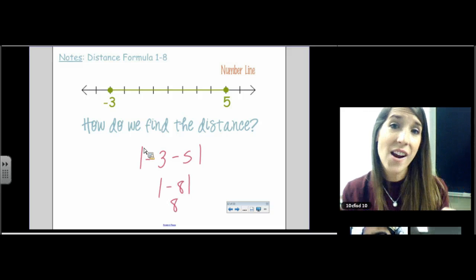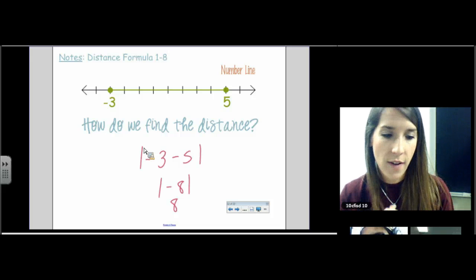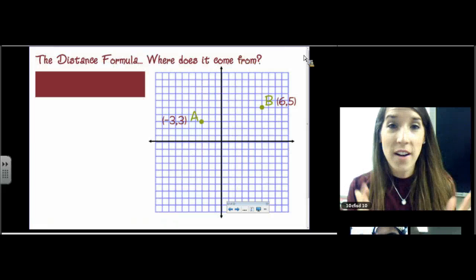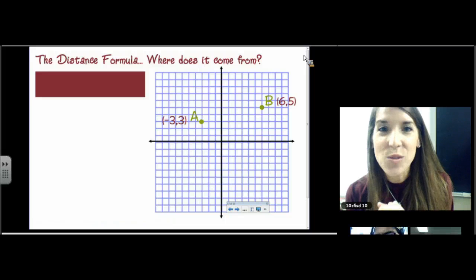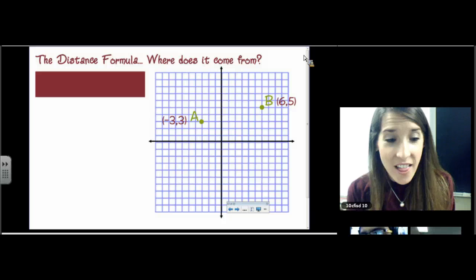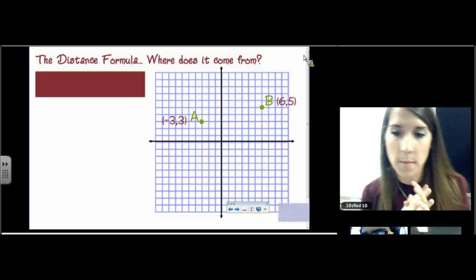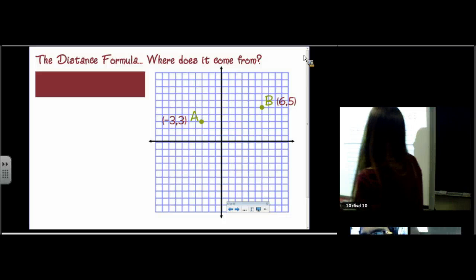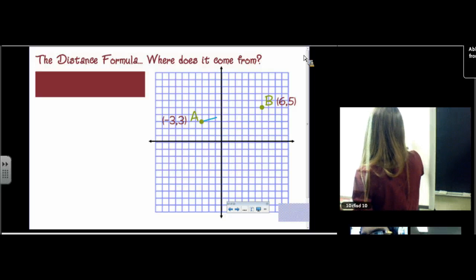What I'm getting at here is we're subtracting. That's how we're finding the distance. We're going to find out that the distance formula is really just Pythagorean theorem in disguise. Did you know that? The distance formula is just Pythagorean theorem in disguise. So what we're going to do is find the distance from A to B.